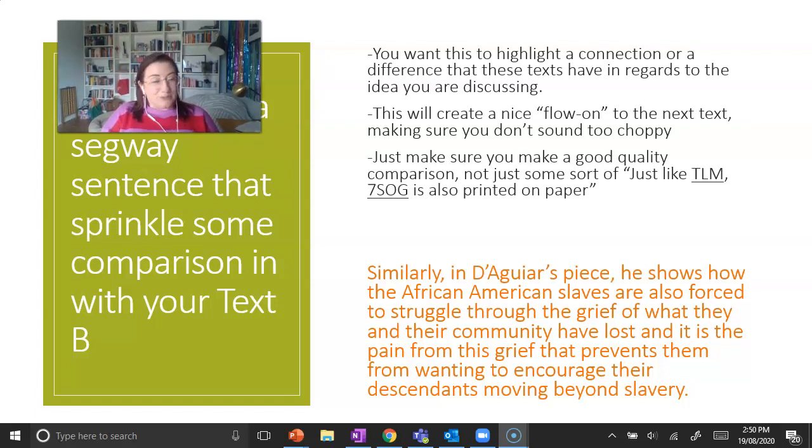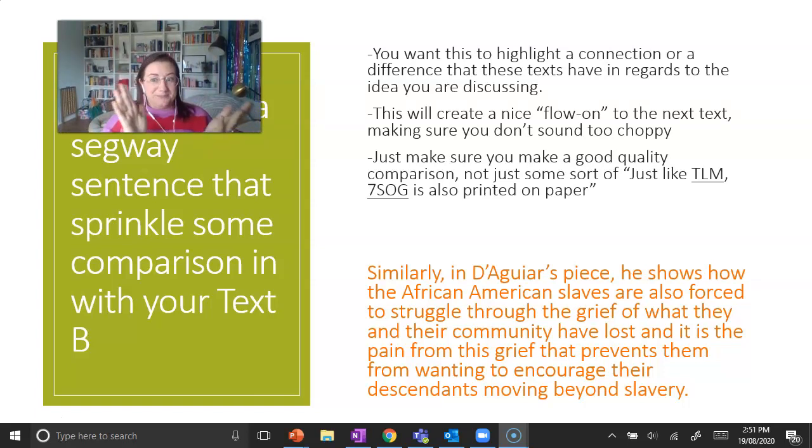Similarly, which is obviously a comparison word, similarly in Daguerre's piece, he shows how African American slaves are also, comparison word, are also forced to struggle through the grief of what they and their community have lost, and it is the pain from this grief that prevents them from wanting to encourage their descendants to move beyond slavery. Okay, so by using those comparative words, what I've done is hinted at the text that I did speak about and created a flow to the next one.